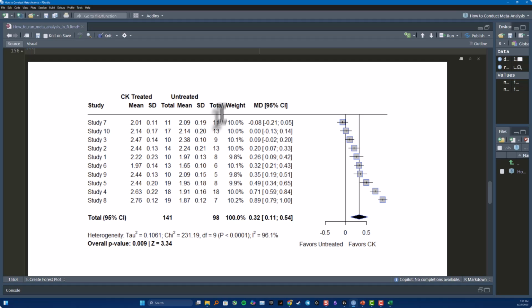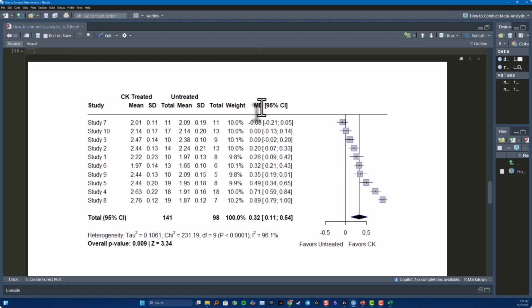The total column tells you how many observations were found within the study. So in our case, we had 11 cytokinin treatments and 11 untreated controls. What this did was it gave this study an overall weight of 10%. So this is a pretty balanced study. As you can see, all of the different observations and studies within this meta-analysis have all around 10%, which means that each of them are contributing equally to the overall effect size.